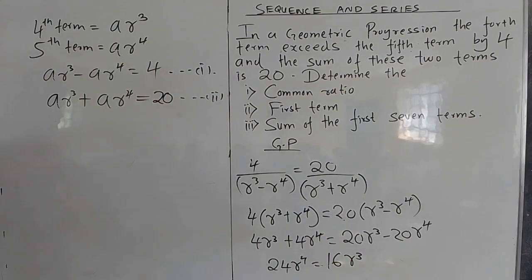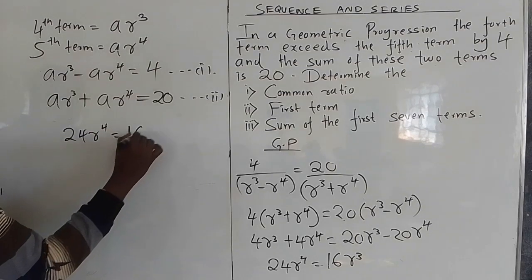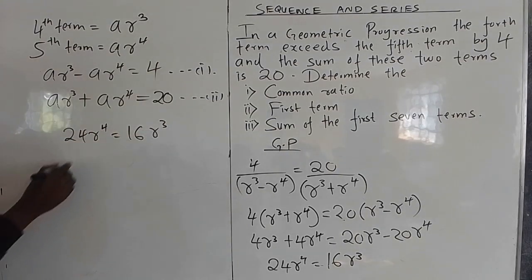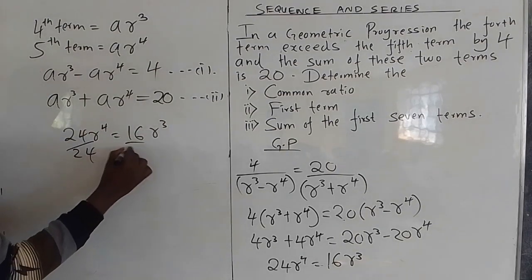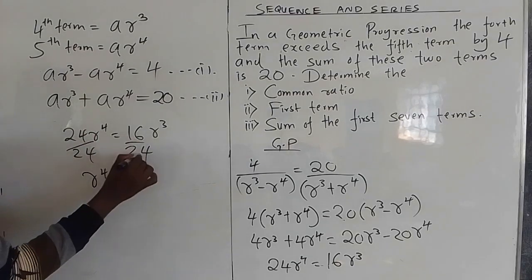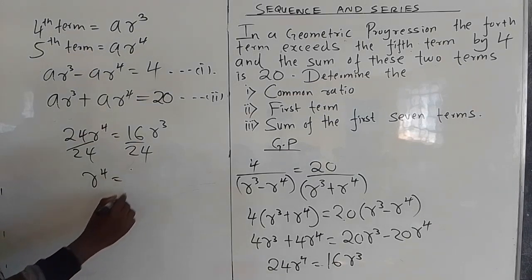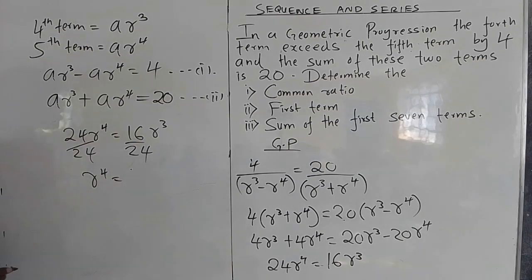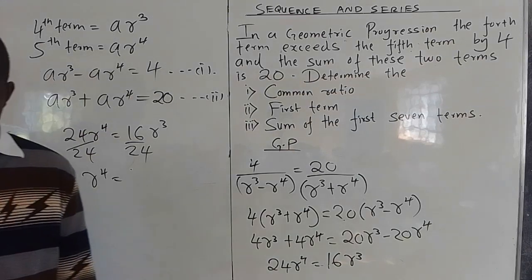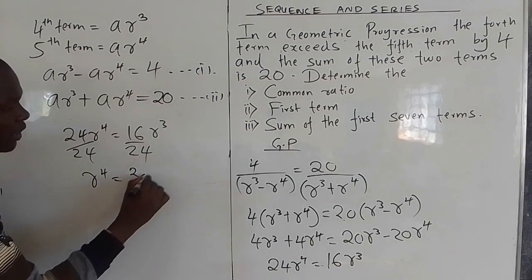Are you getting the argument from the statement of that problem? Yes. So we have 24r raised to power 4 is equal to 16r raised to power 3. So the first thing, we divide both sides by 24, isn't it? So we remain with r raised to the power 4 is equal to 16 divided by 24, which is 2 over 3. Then r cubed.